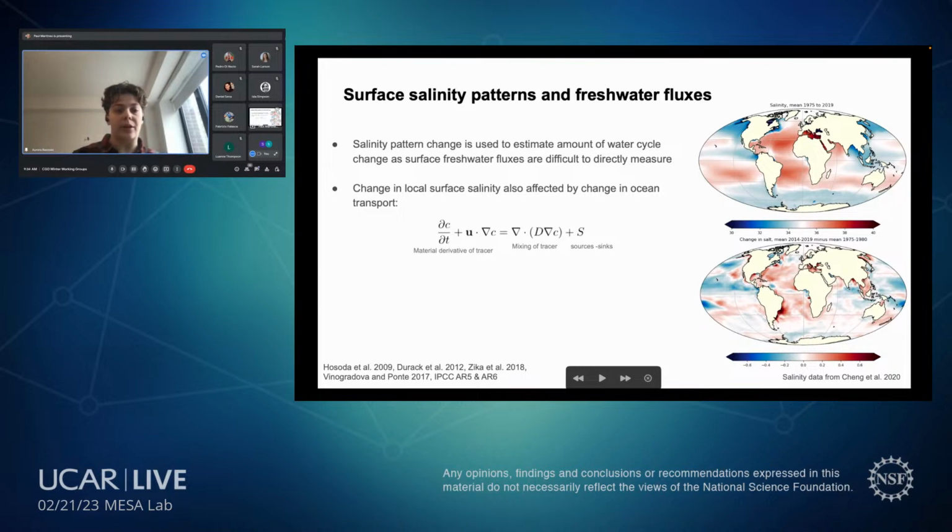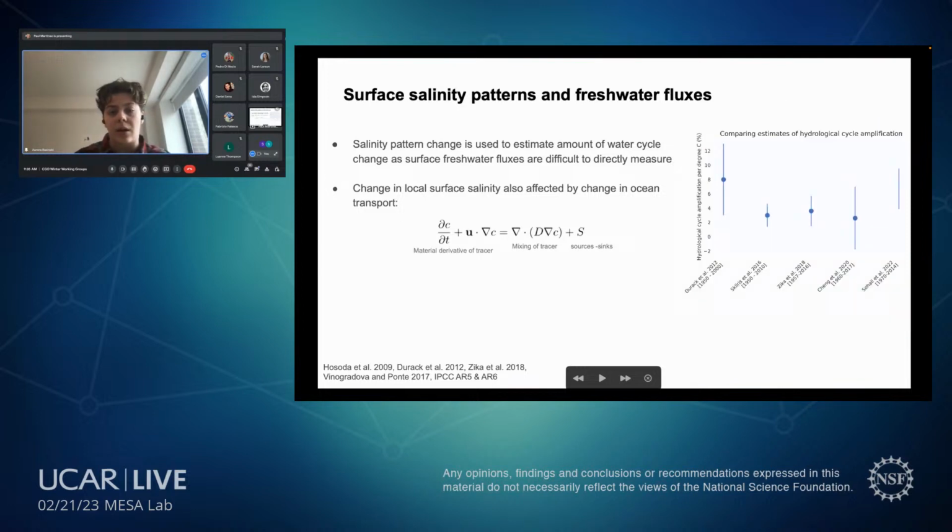But the complication, or an additional wrinkle in this, is that the change in local surface salinity isn't just affected by surface fluxes. If we were to look at the tracer equation and think of the tracer here as salinity, it's affected by the sources minus sinks term that's shown at the end, but it's also affected by the other terms, which here would be ocean transport. Next slide, please.